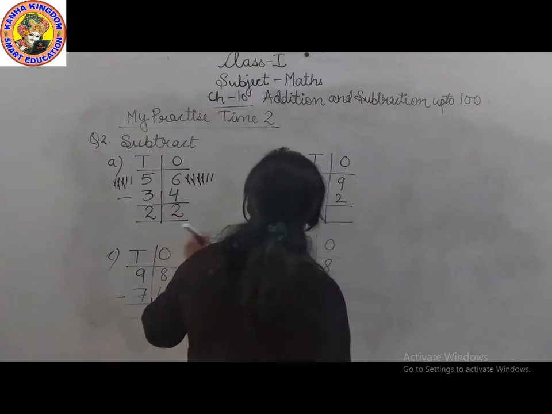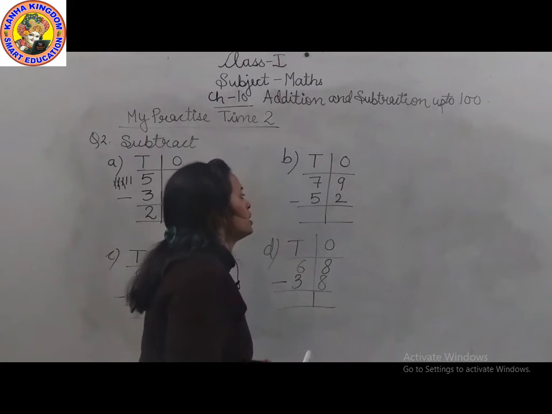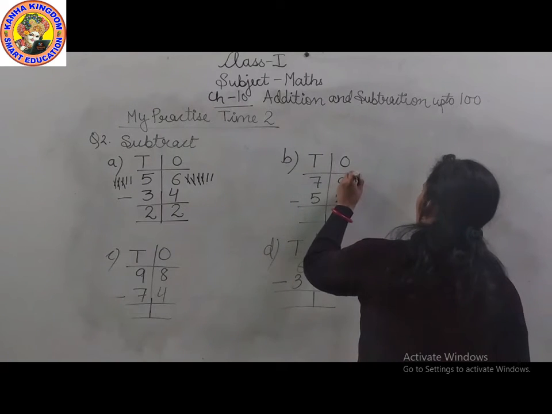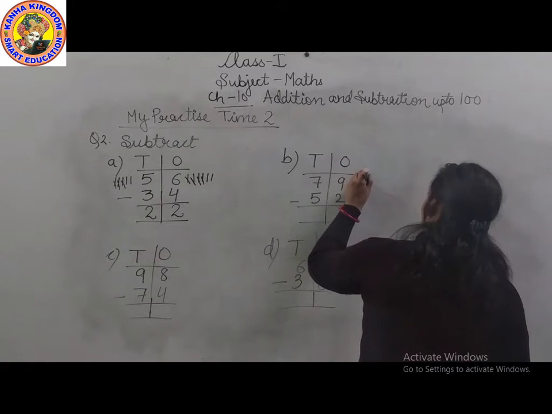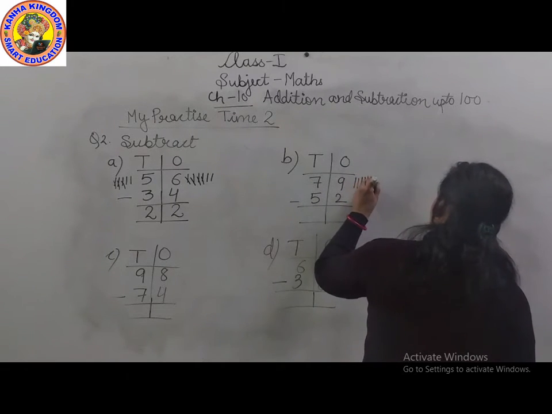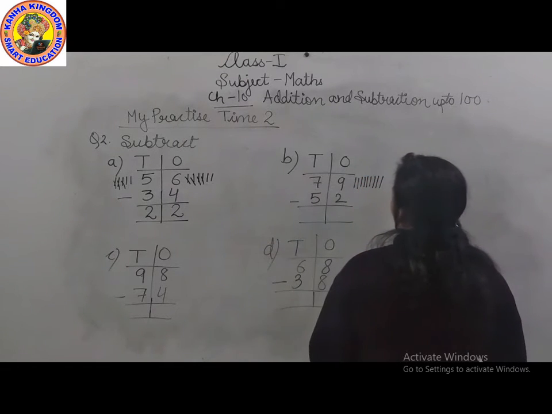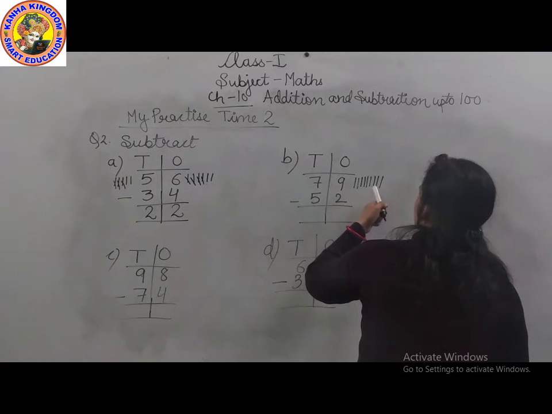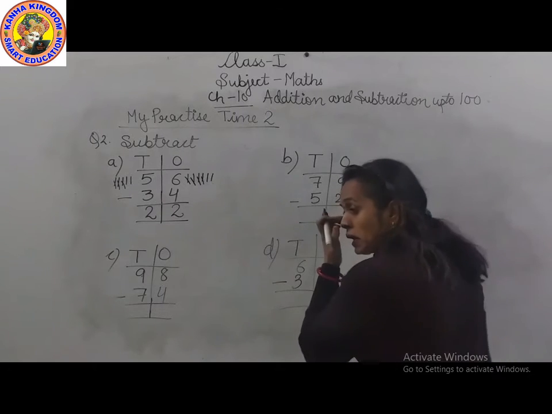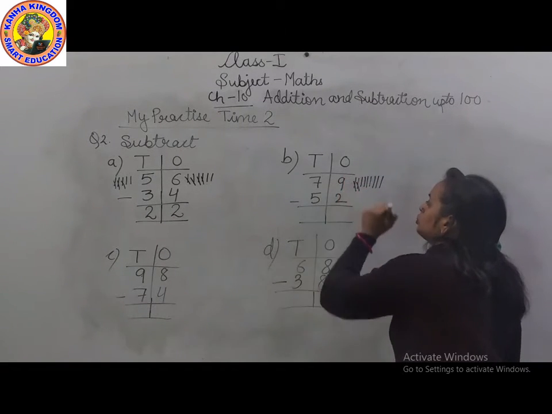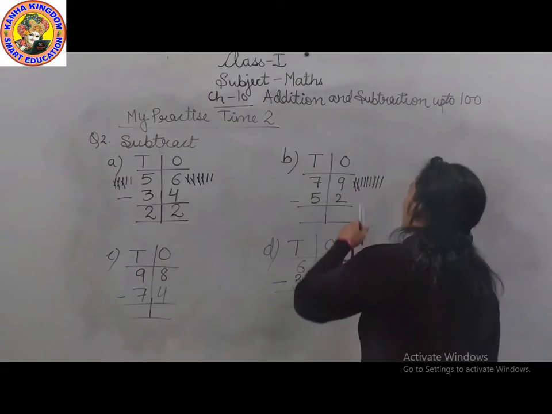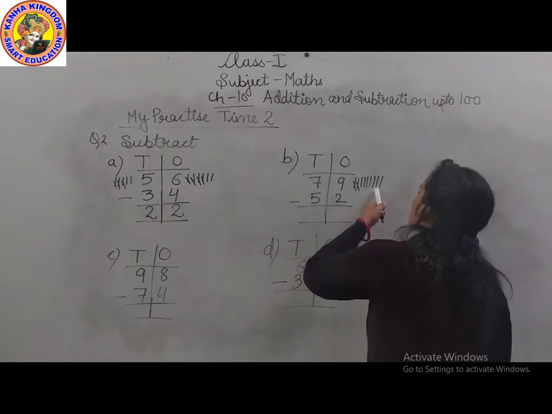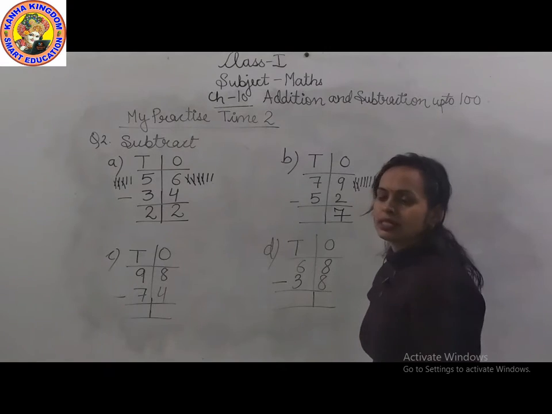Now the next question is 7 tens, 9 ones minus 5 tens, 2 ones. That is 79 minus 52. First, 9 minus 2. When we take away 2 from 9, we get 7. So 9 minus 2 is 7.